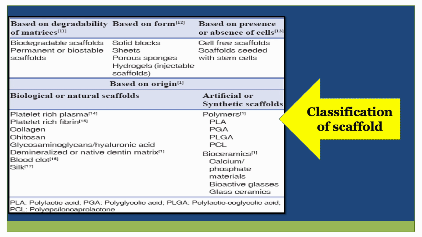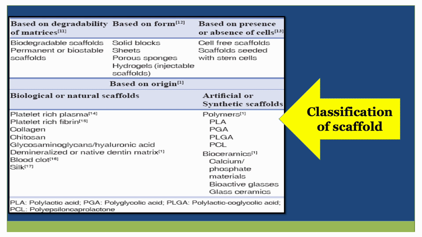The scaffolds can be further classified based on different criteria. Based on its origin, it can be either natural or synthetic or artificial. Based on degradability, it is biodegradable or permanent. Based on form, it is solid blocks, sheets or porous sponges or even hydrogels, which are injectable scaffolds. Based on the presence or absence of cells, it could be cell-free scaffold or already cell-seeded scaffold with stem cells present.